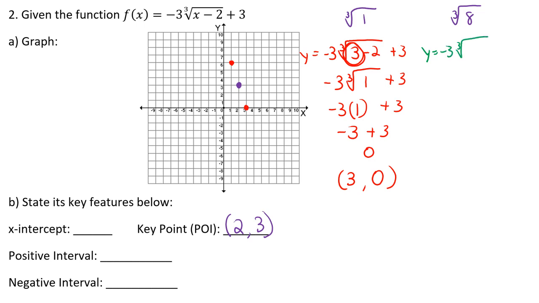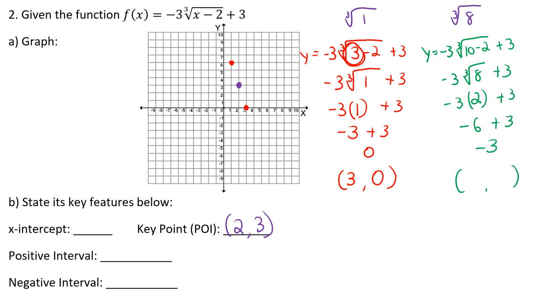So we have to ask ourselves what number minus 2 is equal to 8. That would be 10. The cube root of 8 is 2. Negative 3 times 2 is negative 6. Negative 6 plus 3 is negative 3. And once again, we plugged in a 10, so that's our x. We got a negative 3, that's our y. So we're at 10, negative 3.